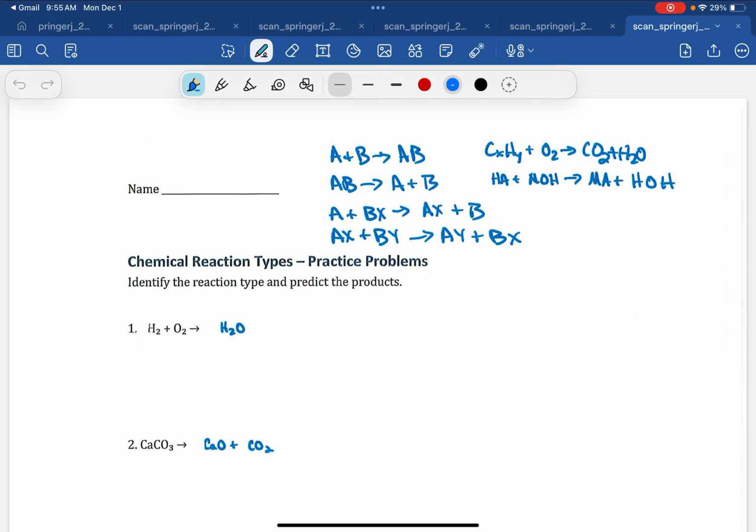So let's go with this. This is very similar to the paper from yesterday, only yesterday I was using red and today I'm using blue. And I have gotten rid of some things that you didn't need. We're going to learn how to balance today. Balancing.